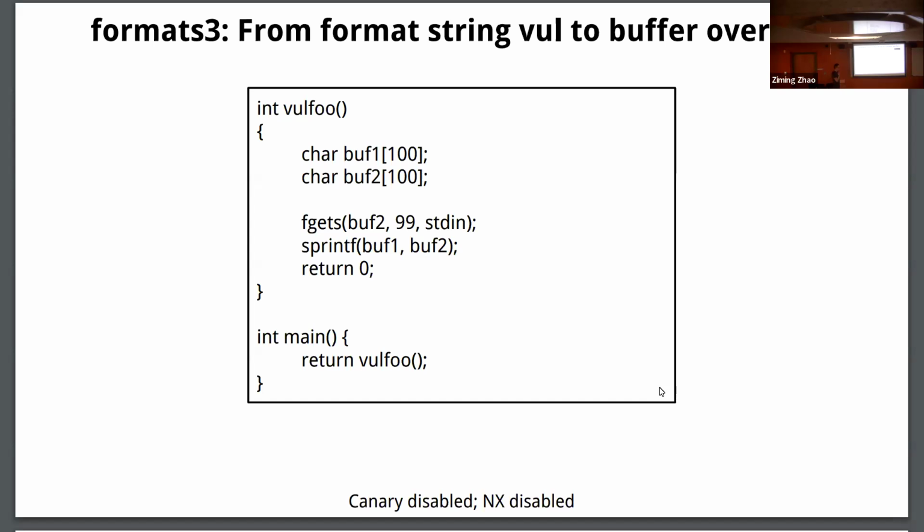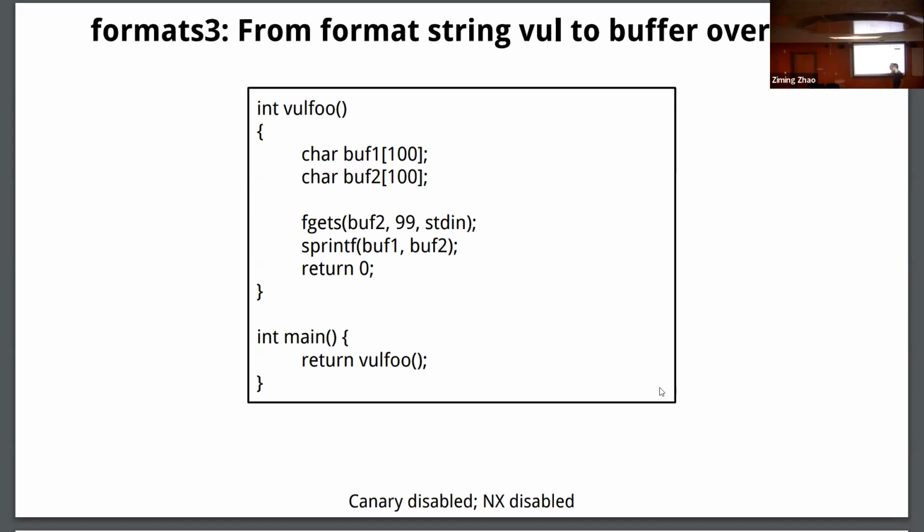So the first example is from format string vulnerability to buffer overflow. In this example, we have a format string vulnerability and a buffer overflow vulnerability, but you cannot directly buffer overflow. That's what we learned in the first half of the semester. However, the format string vulnerability will help us to do that.